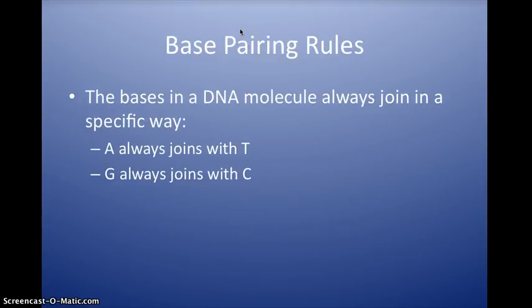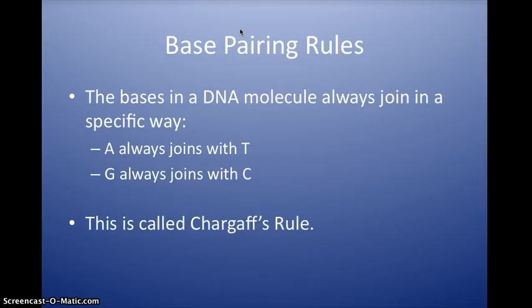The 4 bases that I mentioned in the previous slide, these bases in a DNA molecule, they always join in a specific way. The A will always join with the T and vice versa, and the G will always join with the C. You will never see A and G together or A and C, and likewise you will never see T and G together or T and C. So because the A and the T have to be together and the G and the C have to be together, this is what we call Chargaff's rule.